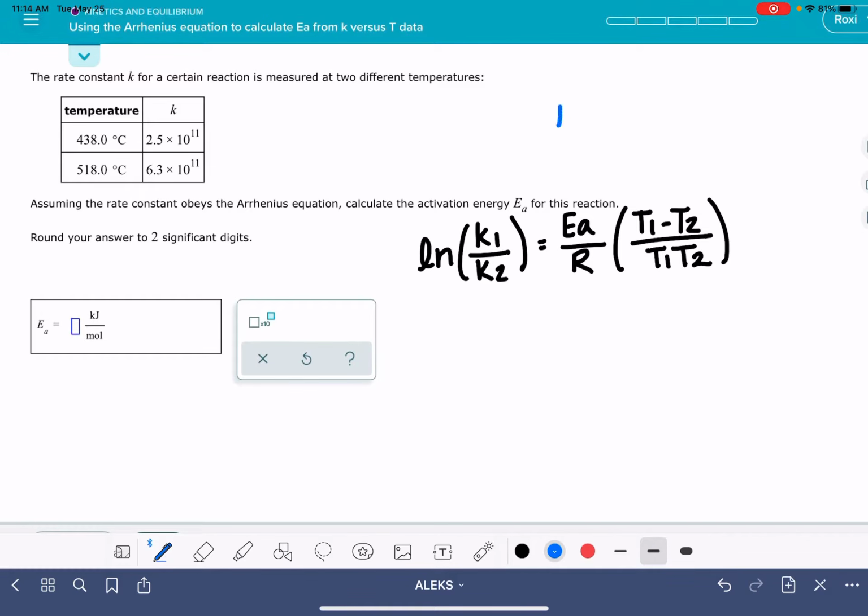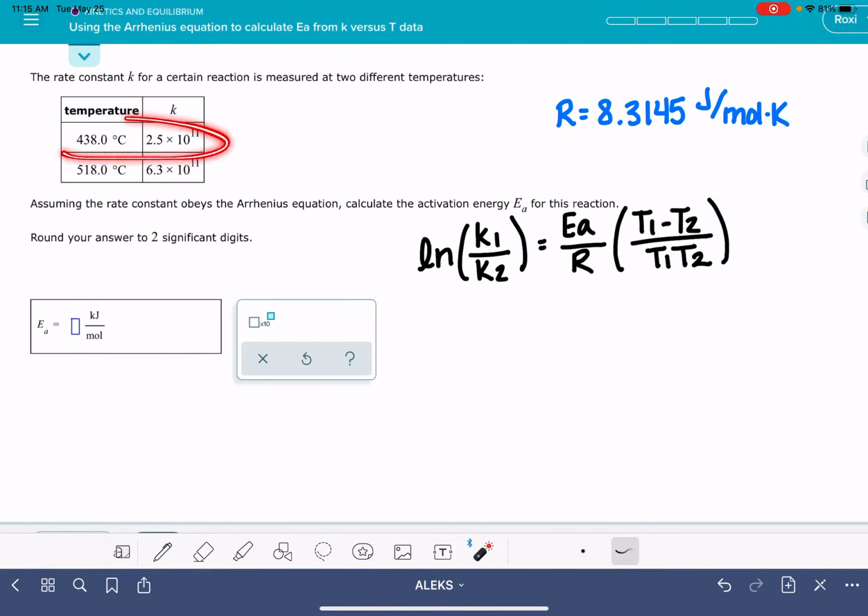As a reminder, the gas constant that we're using is 8.3145, and its units are joules per mole Kelvin. So it's going to be giving us the data for temperature 1 and rate constant 1 and temperature 2 and rate constant 2, and it honestly doesn't matter which one you choose to designate as 1 or 2. You're going to get the same answer either way. Just make sure that you match the temperature up with the corresponding rate constant, K. So I'm going to call this one number 1, and I'm going to call this one number 2 because that seems pretty logical to me.